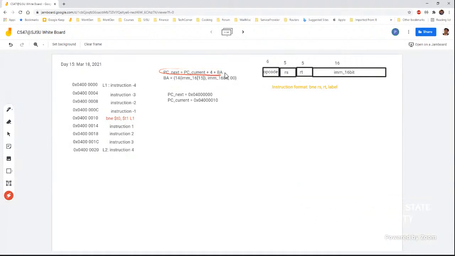Now from here, all we need to do is solve this equation: PC next equals PC current plus 4 plus branch address. This is known, this is known. We are calculating this BA. So BA equals PC next minus PC current minus 4. Which means we replace with the values.